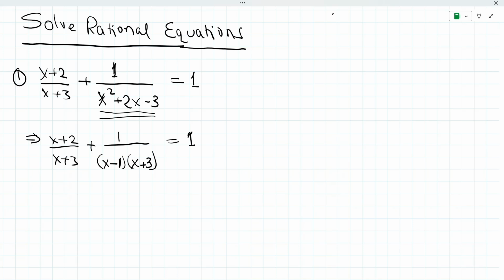Next, we now try to simplify what we have. And we can do that by multiplying through by x plus 3. So if we multiply x plus 3 by all the components of this equation, this first part will remain as x plus 2. Then we have to add 1 over x minus 1. And this will equal 1 times x plus 3, which will be x plus 3.